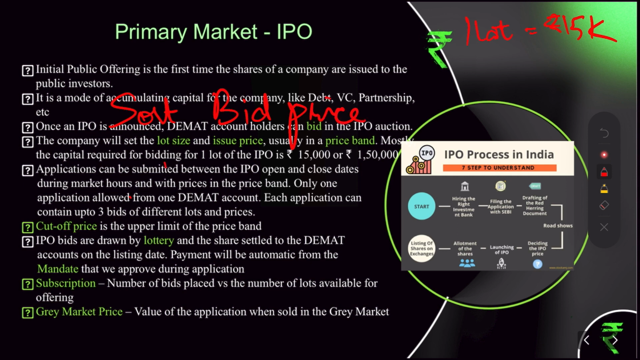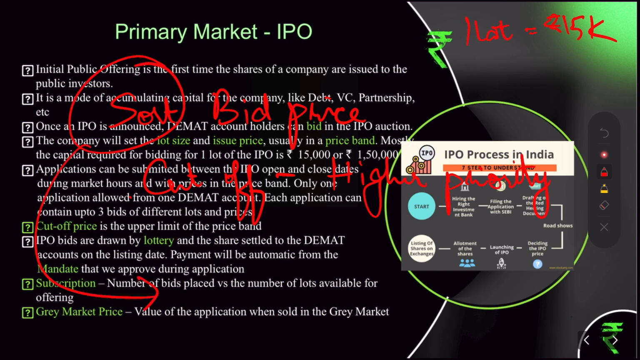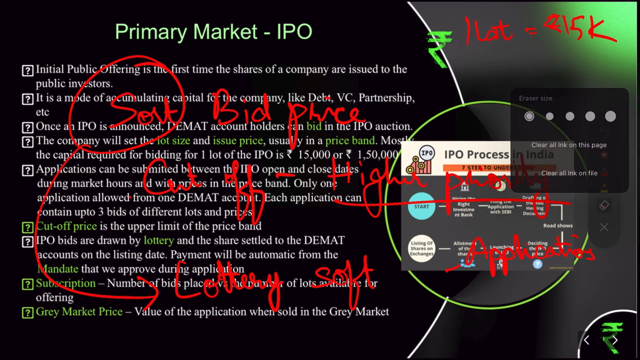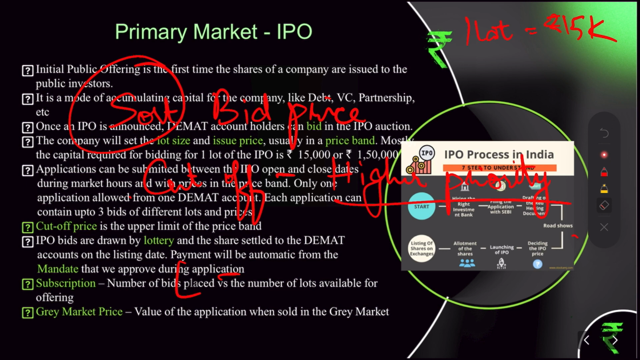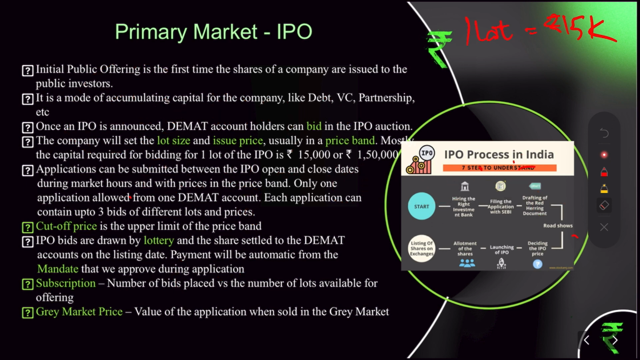Higher the cutoff price, bids will be given higher priority, and after sorting this will go to a lottery software where, based on the priority, applications are selected based on lottery. After selection, the applicants are rewarded the IPO shares.